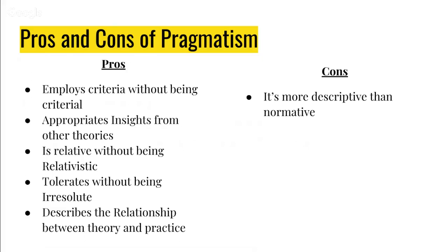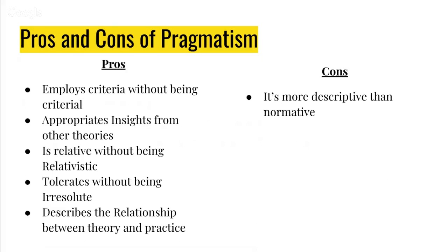It's not going to the meta extreme of, well, then there is no such thing as morals because it's up to each person. That's not the extreme that they want to go in. So that's what makes this kind of nice. Again, it tolerates without being irresolute. You can take the parts of other theories that you like. You don't have to reject everything you've learned so far in this class to be a pragmatist, which is kind of nice.